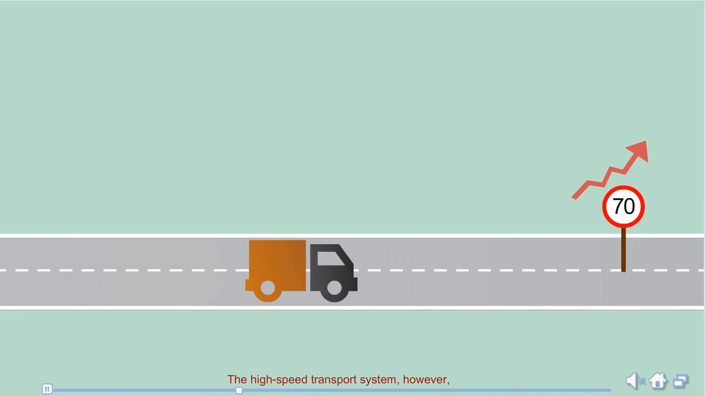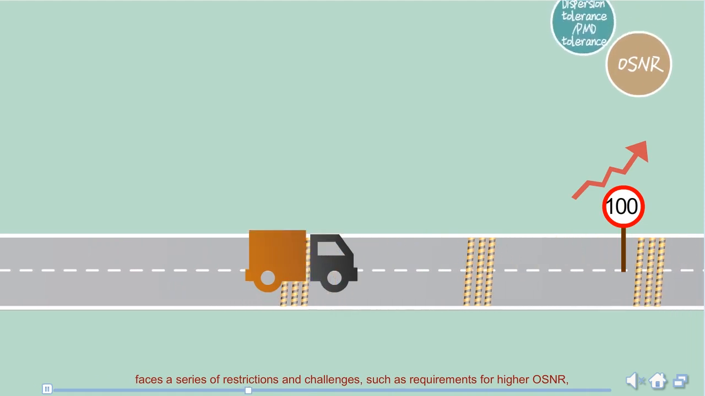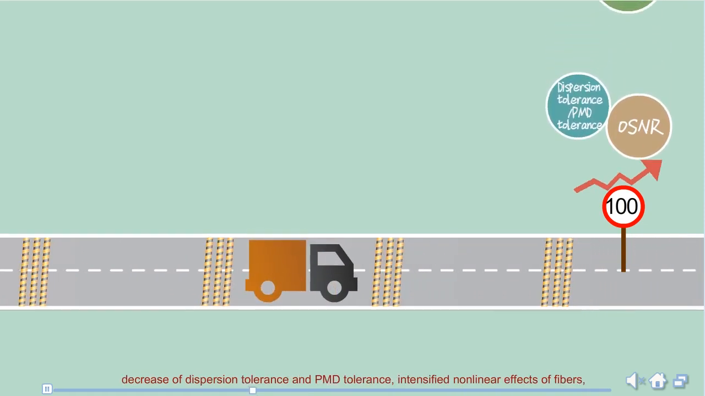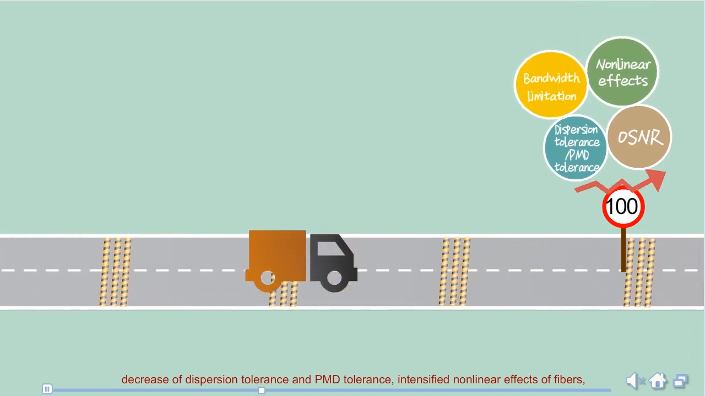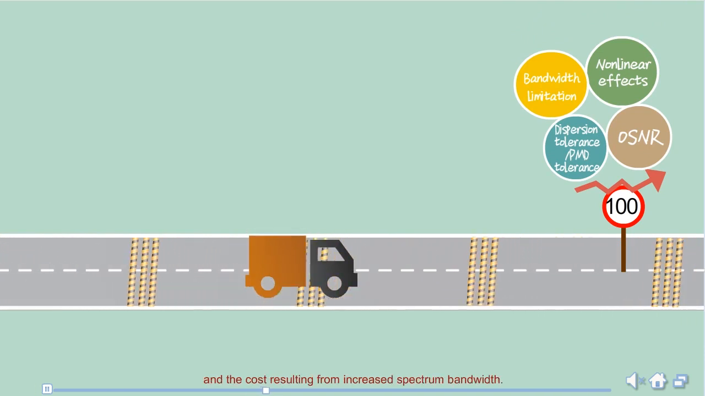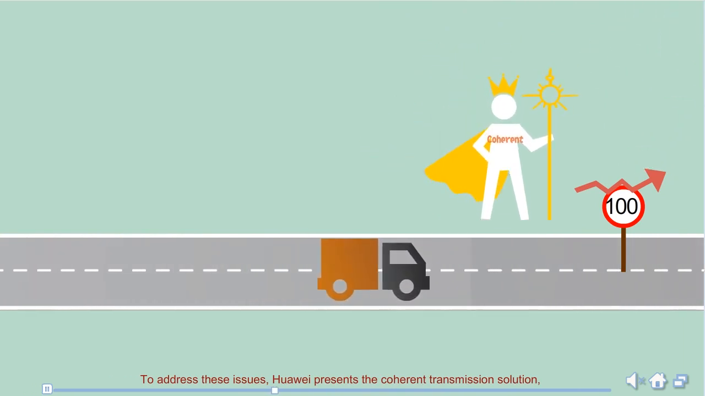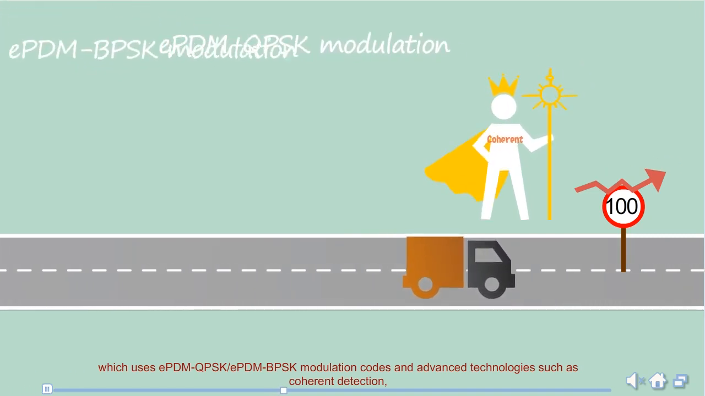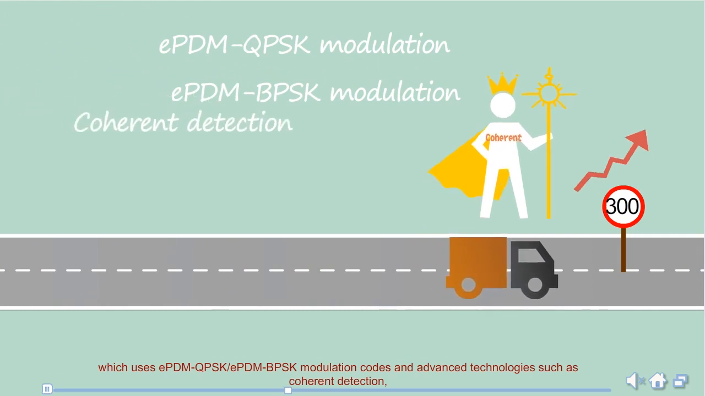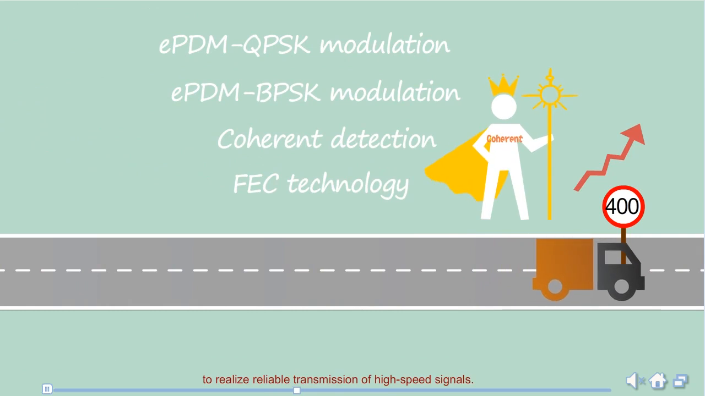The high-speed transport system, however, faces a series of restrictions and challenges, such as requirements for higher OSNR, decrease of dispersion tolerance and PMD tolerance, intensified nonlinear effects of fibers, and cost resulting from increased spectrum bandwidth. To address these issues, Huawei presents the coherent transmission solution, which uses PDM-QPSK, PDM-BPSK modulation codes, and advanced technologies such as coherent detection to realize reliable transmission of high-speed signals.